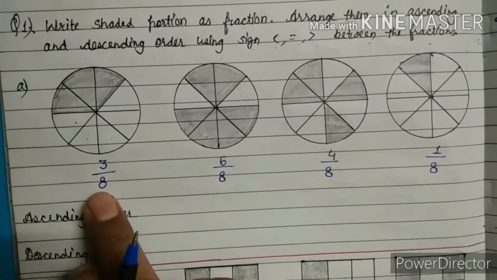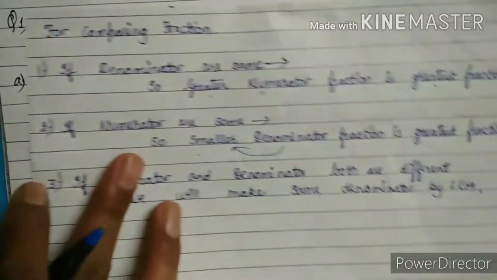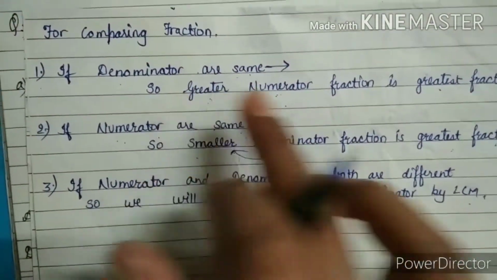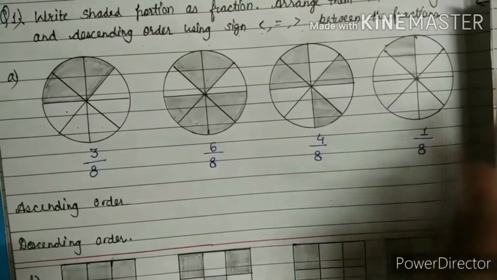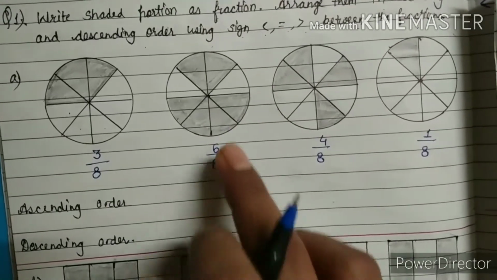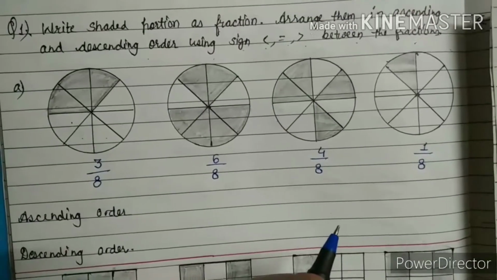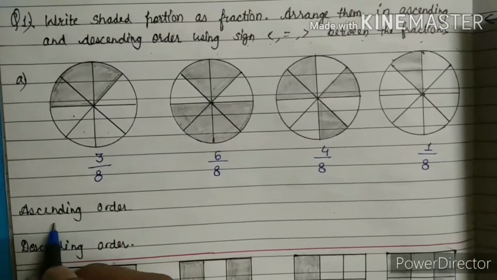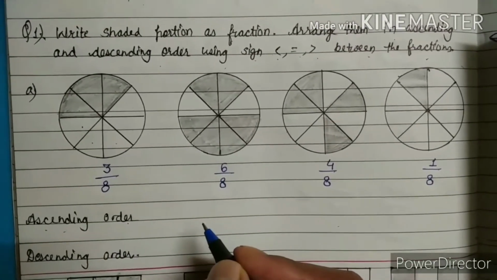As you can see, all fractions have the same denominator. So in the rule we saw, if denominators are the same, the greater numerator fraction is the greatest fraction. It means 6 by 8 is the greatest and 1 by 8 is the smallest. So we have to write in ascending order. Ascending order means smaller to bigger.